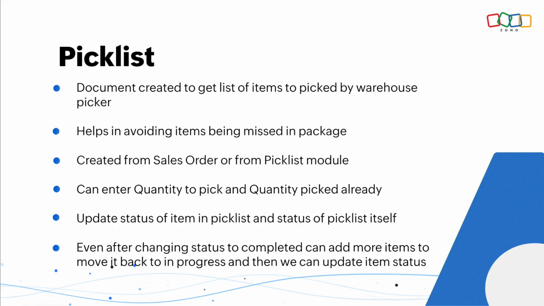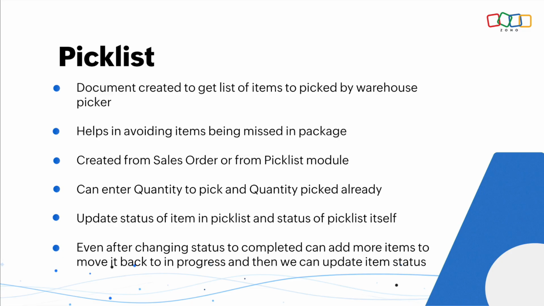The first one in this would be pick list. A pick list is nothing but a document which you can provide to your warehouse picker, who will be picking the items from the warehouse in order to create a package of the same. This pick list is not mandatory. You can either create it before creating a package or you can ignore it.